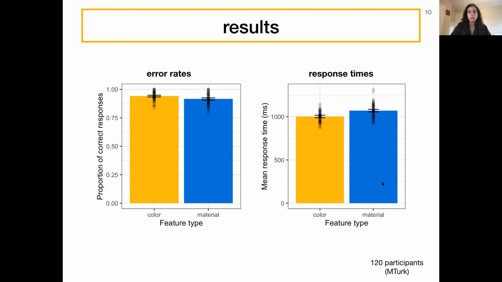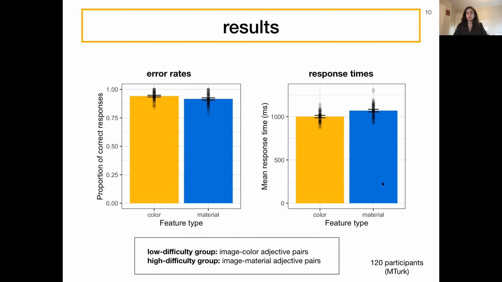So to test this hypothesis, we extracted high and low difficulty items from the set of normed items. We generated these groups in multiple different ways based on error rates and response times, and we looked at their overlap. And finally, we grouped 8 image-color adjective pairs into a low difficulty group and 8 image-material adjective pairs into a high difficulty group. So in the low difficulty group, we had images of these objects with colors that were the easiest to perceive. And in the high difficulty group, we had images of objects in materials that were the most difficult to perceive.